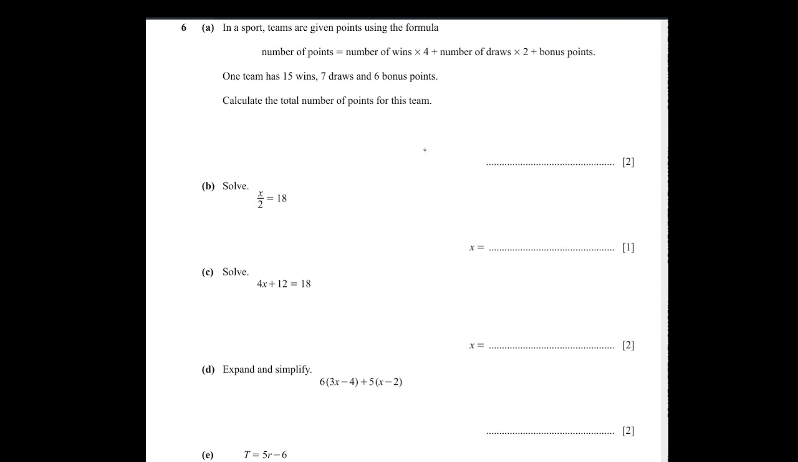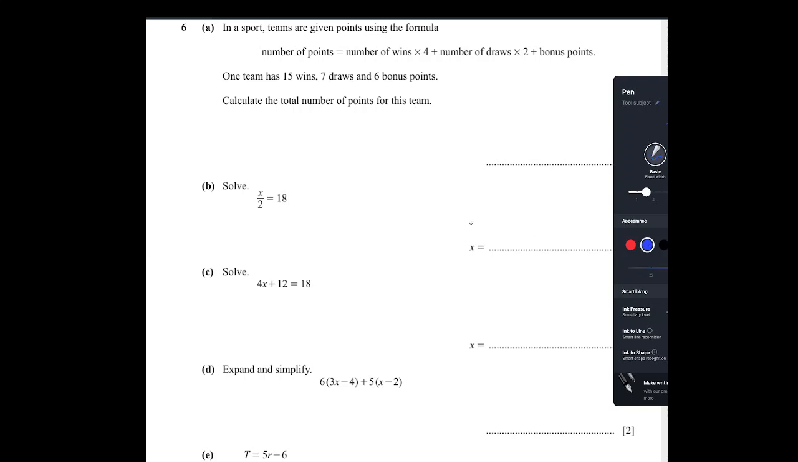Question number 6 now. In a sport, teams are given points using the formula: number of points is equal to number of wins times 4 plus number of draws times 2 plus bonus points. One team has 15 wins, 7 draws and 6 bonus points. Calculate the total number of points for this team.